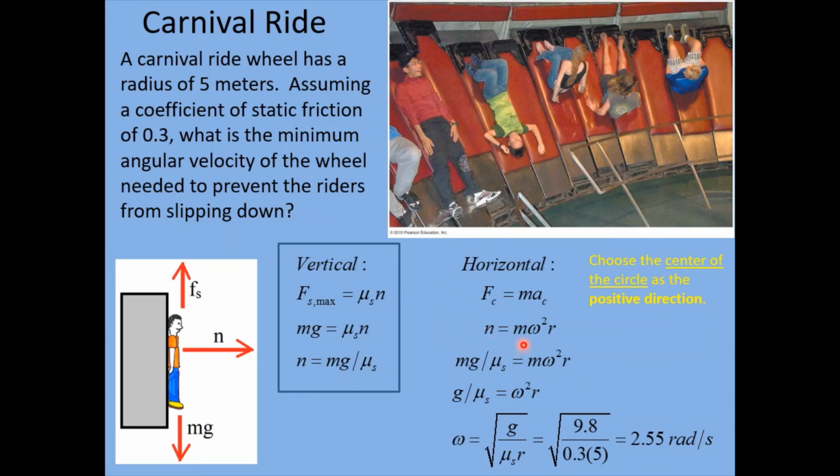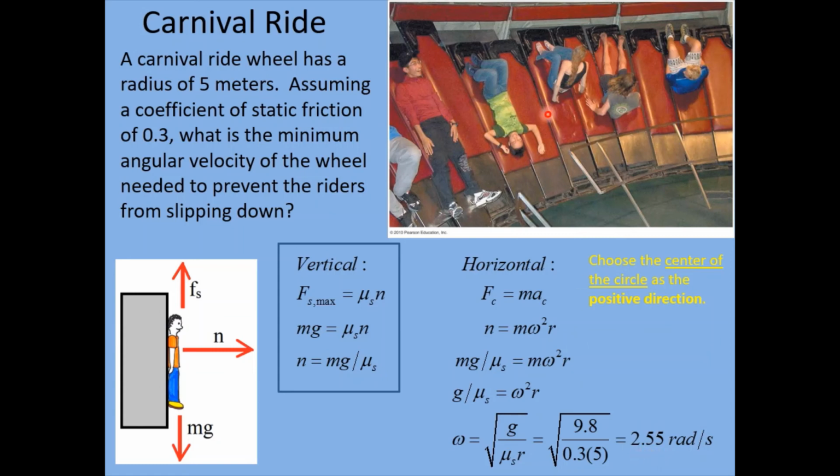So the normal force is equal to m. Instead of using v squared over r, let's use the other form, omega squared times r, for our centripetal acceleration. And we can replace n with mg over mu, which is done here. Next, we can divide by m to cancel out the m's. And finally, we can solve for omega. Omega is root g over mu times r. Now we can plug in the numbers. G is 9.8, the static friction coefficient is 0.3, and the radius of the ride is 5 meters. This gives us an angular velocity of 2.55 radians per second.